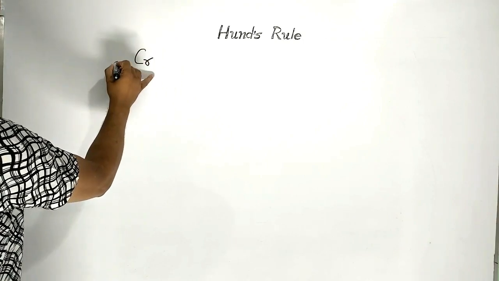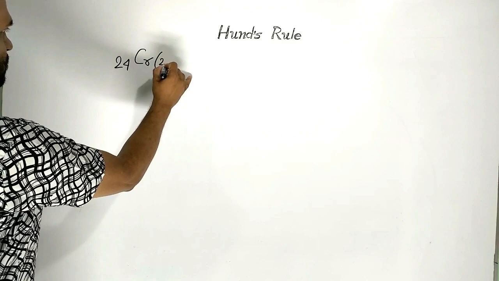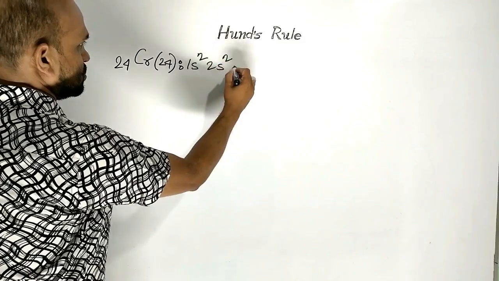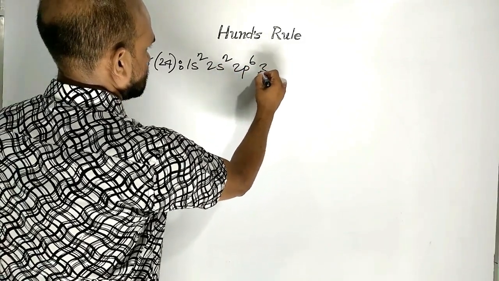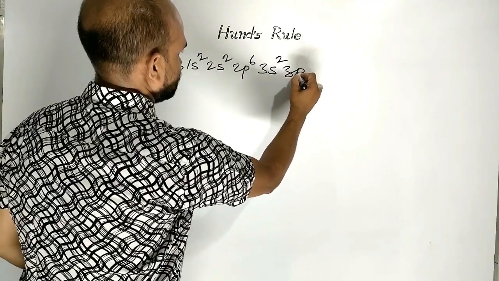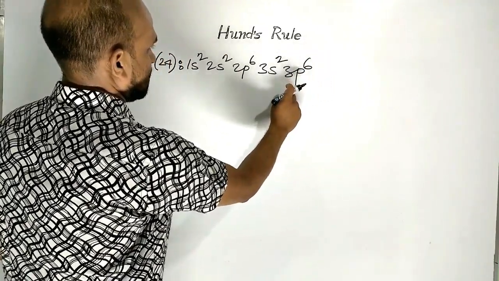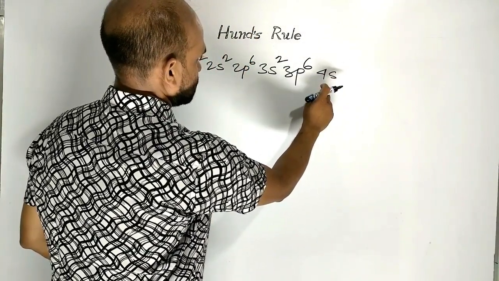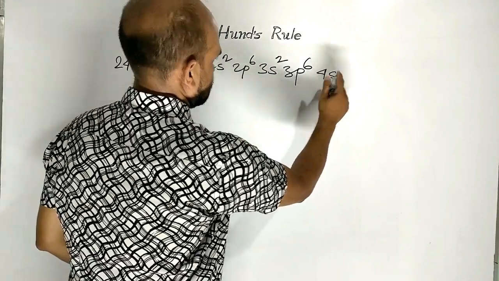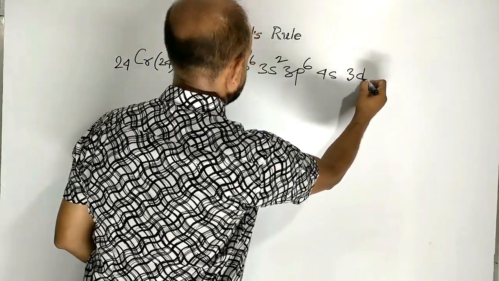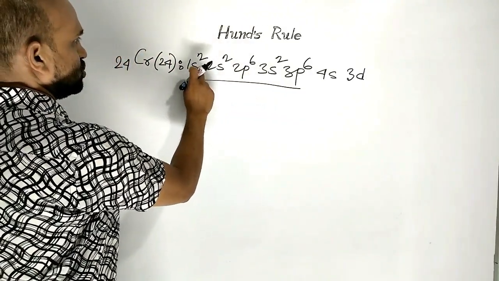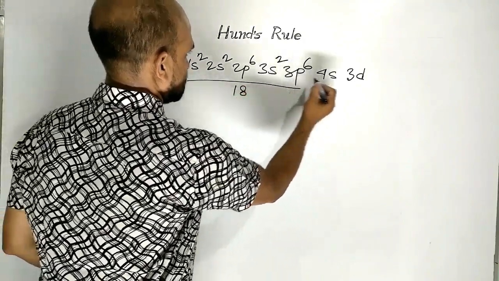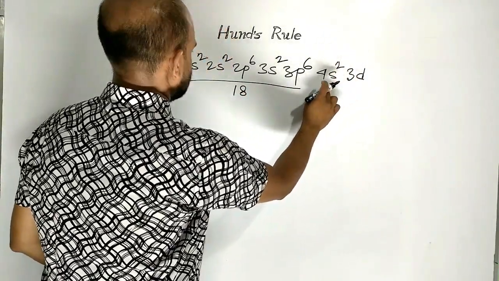Electronic configuration of chromium. Atomic number 24. 1s2, 2s2, 2p6, 3s2, 3p6. After 3p, 4s orbital will come according to Aufbau principle. Then 3d. Up to this, 2, 4, 10, 12, 18. 18 electrons. Here too, 20.